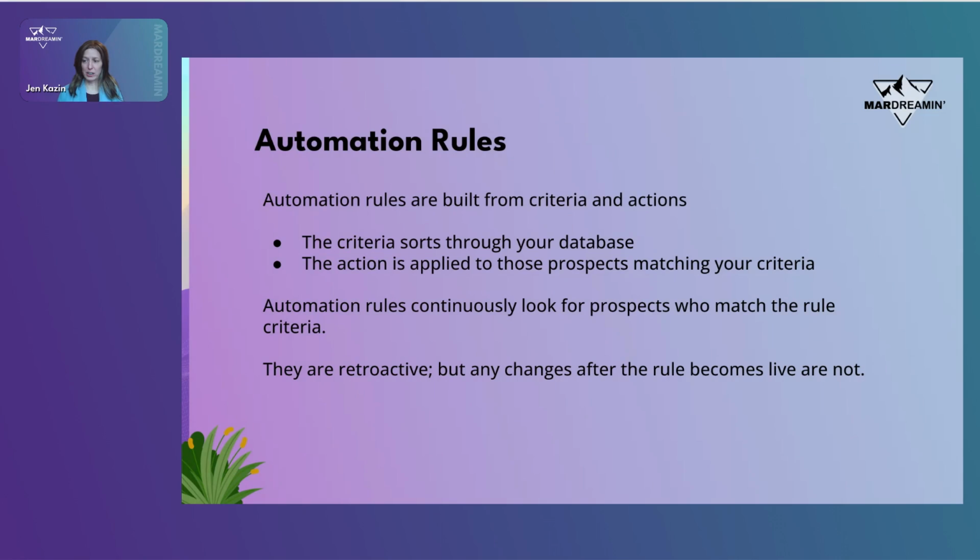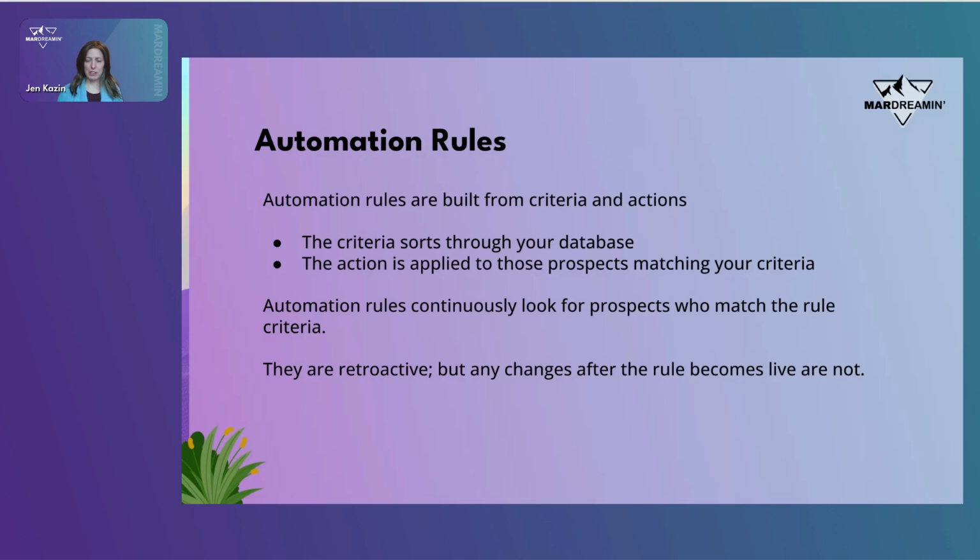So just like a dynamic list, which is based off criteria, remember how I said everyone with an orange shirt, that was my criteria for my dynamic list. Same principle in an automation rule. It's built with criteria. So you would specify everybody in the manufacturing industry or everybody from the state of Michigan. So you would establish who out of your database would qualify with an automation rule with criteria. And then you have an action that is applied to those prospects who match. So the automation rules continuously look for prospects who match the rule criteria.